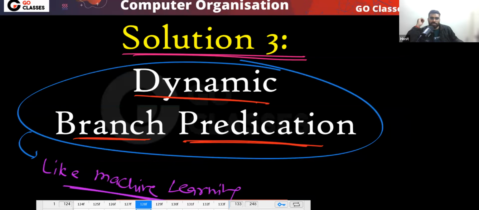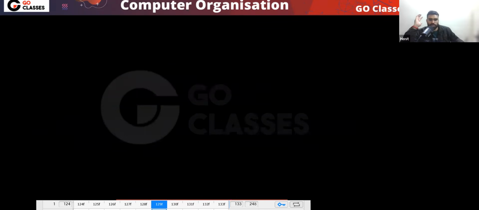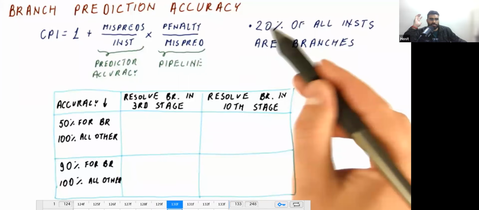So let's assume there is a dynamic branch predictor. Just assume in your mind that there is a predictor, and it keeps getting new information and keeps changing its prediction. You have such a predictor in your hardware that can do the branch prediction. Now let's solve this question. This is our last question, and with this our chapter will be over.